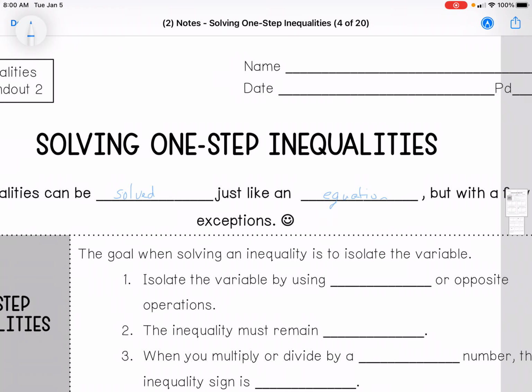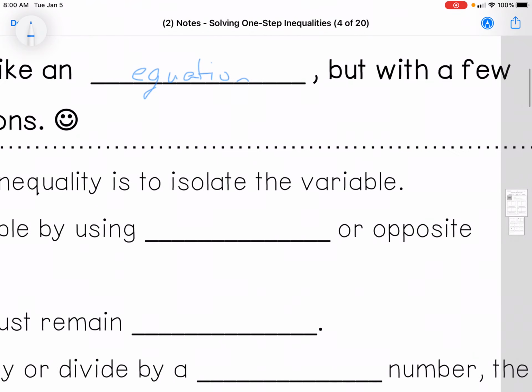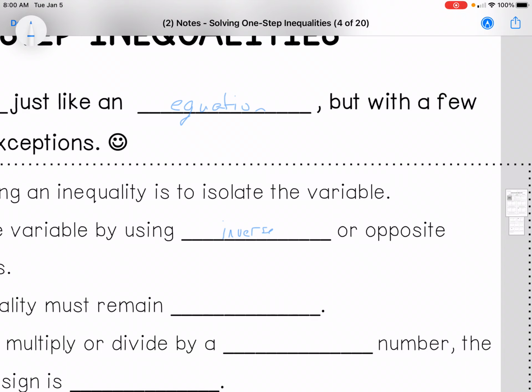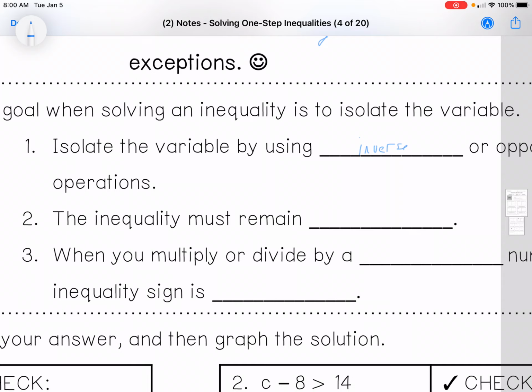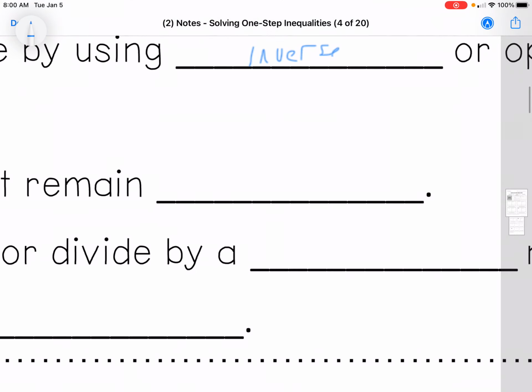All right, so one-step inequalities, the goal when solving an inequality is to isolate the variable. That's the same thing as the equation. You want to get x by itself or y or whatever variable we're talking about. Step number one is to isolate the variable by using the inverse or opposite operation. Same thing you've been doing. If it says 3 plus x, that's a positive 3, so you subtract 3. Same thing, okay?